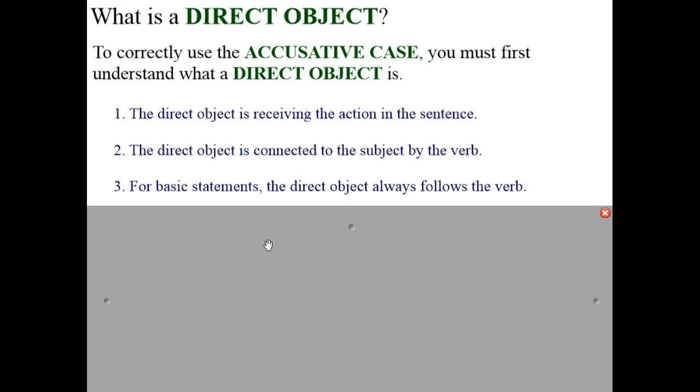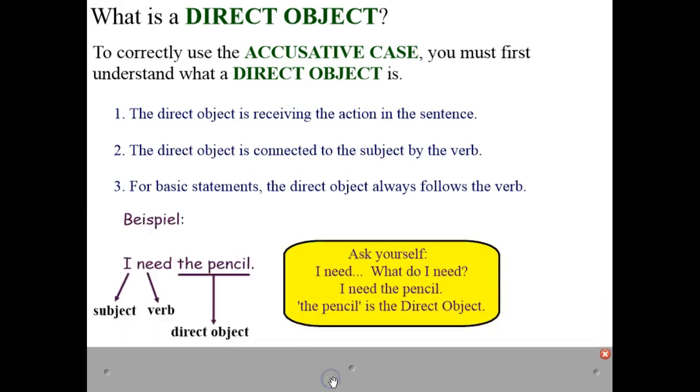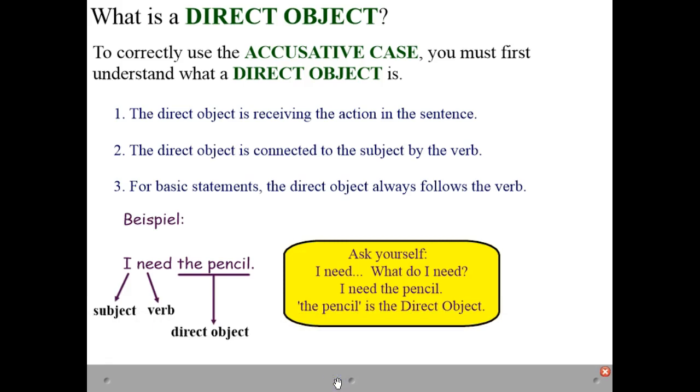The verb is very important in these sentences, and I will have an analogy for you in just a few minutes. But first, let's look at a Beispiel. That same sentence, I need the pencil. You can ask yourself, what do I need? I need the pencil. The pencil is the direct object because it is the thing that we need.